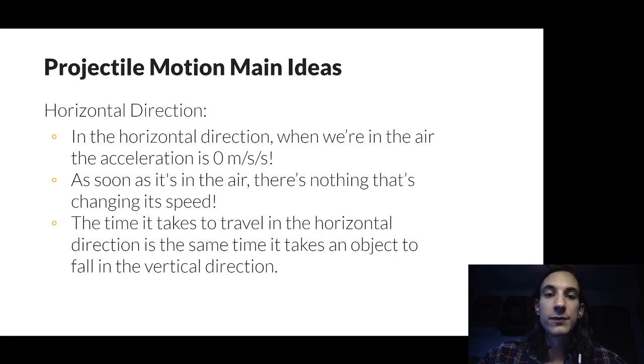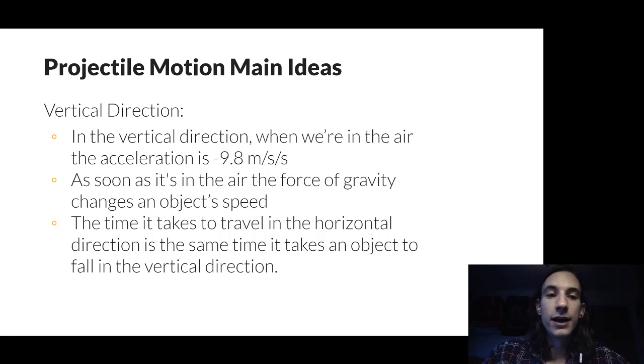So in the horizontal direction, a few key things to remember is that when we're in the air, the acceleration is just going to be 0 meters per second squared. There are no forces acting in the horizontal direction, so there's nothing changing our speed there. We have no acceleration in the x direction. And the time it takes to travel in the horizontal direction is the same as it takes to fall in the vertical direction. We just talked about that.